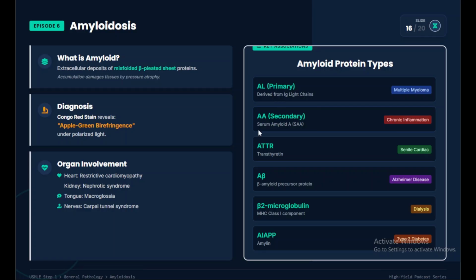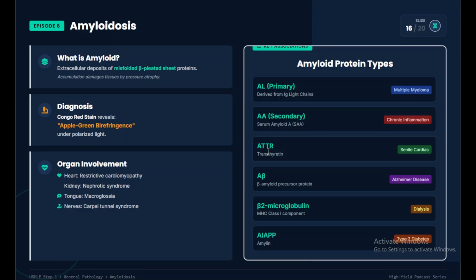And now there is something called ATTR, which happens due to transthyretin. In adults, there is a lot of transthyretin protein in the body, and that deposits around the heart and leads to senile cardiac amyloidosis. There is also beta amyloidosis, in which there is amyloid beta precursor protein, and that is seen in Alzheimer's disease. And there is beta 2 microglobulin protein, which is an MHC class 1 component, and it is seen in dialysis related amyloidosis.